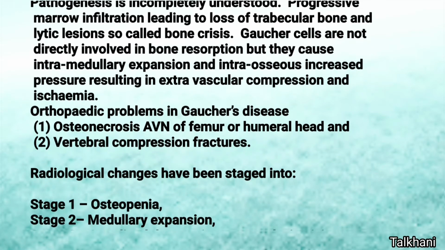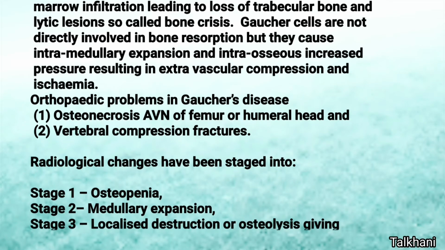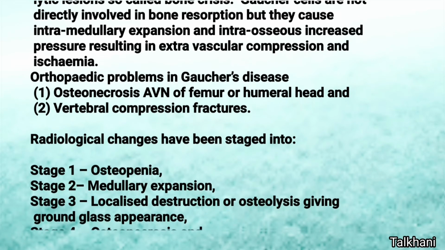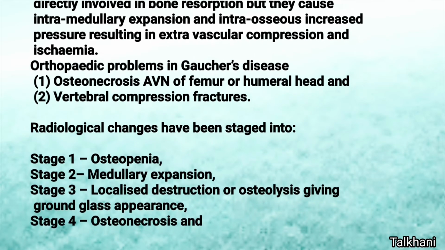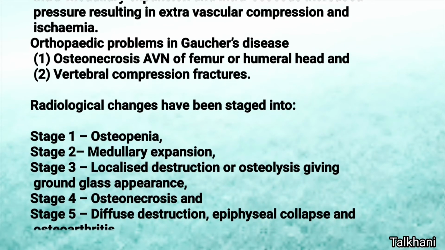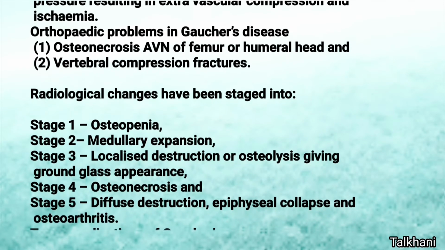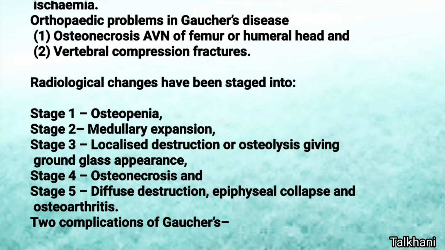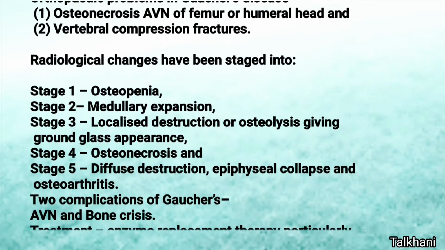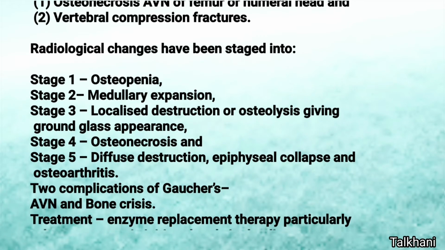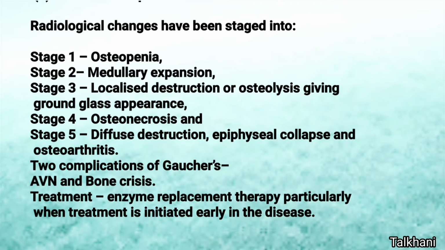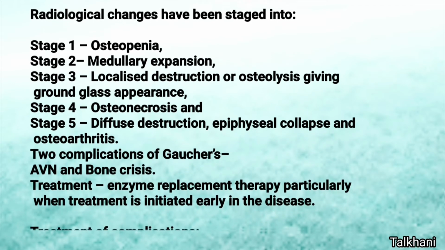Treatment consists of enzyme replacement therapy, particularly when treatment is initiated early in the disease. Treatment of complications: number 1, bone crisis, supportive management; number 2, osteonecrosis, core decompression during the early acute phase; number 3, degenerative joint disease may need joint replacement; number 4, pathologic fractures may need internal fixation; number 5, neurologic compression syndrome may need spinal decompression.